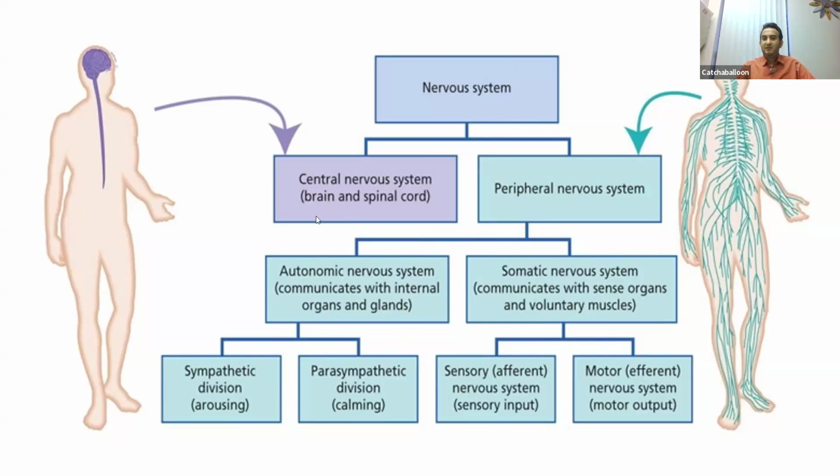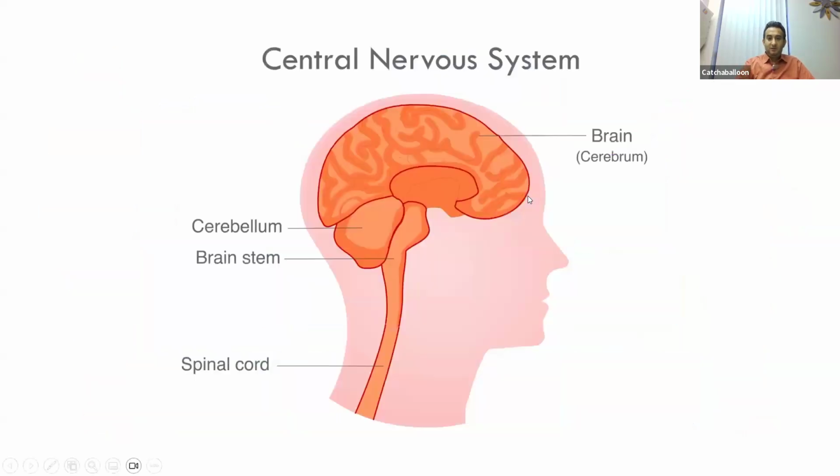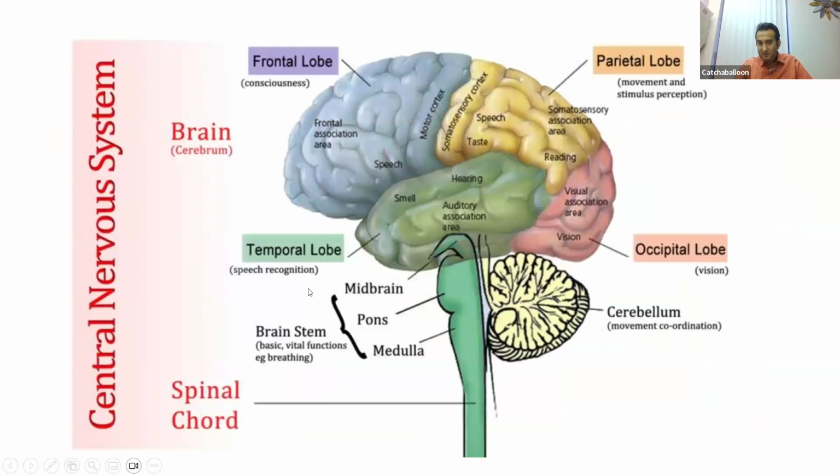But what is the central nervous system now? We move forward. The central nervous system: the brain, cerebrum, or cerebellum, or brainstem, and spinal cord, and more specifically, it consists of lots of different areas of the brain, like parietal lobe, temporal lobe, occipital lobe, cerebellum, midbrain, pons, frontal lobe.